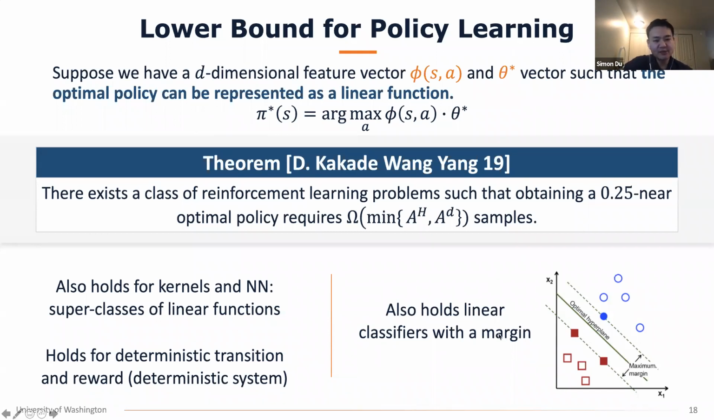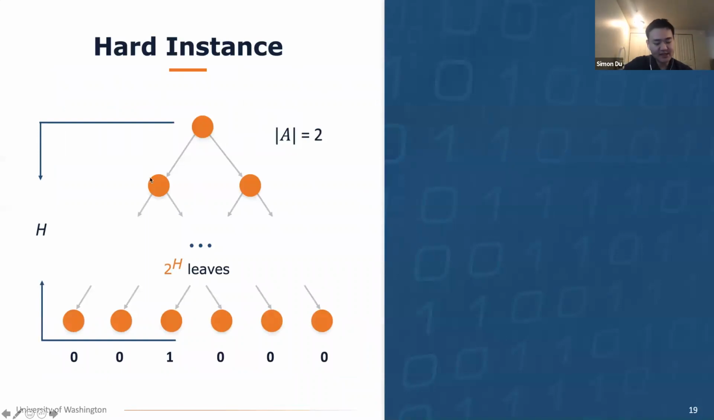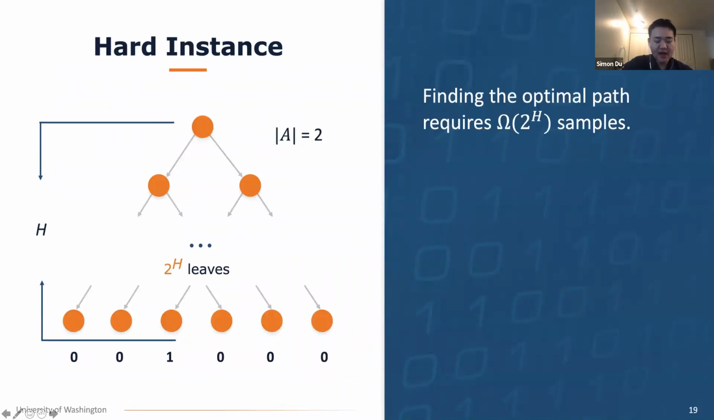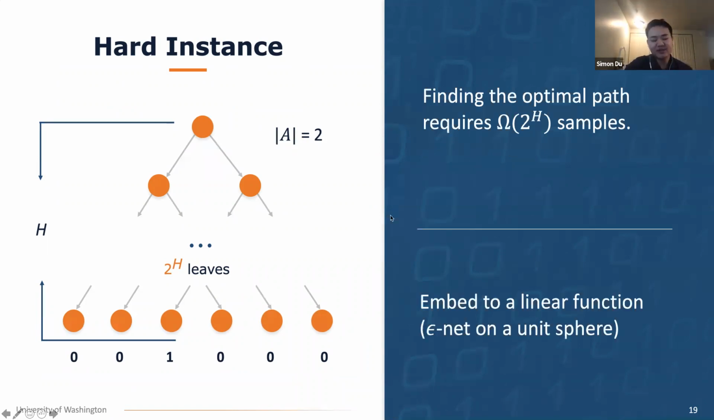In terms of proof, the hard instance is the same. It's a binary tree, and finding the optimal path needs 2 to the h samples. But here we can construct the feature vector and the coefficient using an epsilon net on the unit sphere. We can assign one element from the epsilon net to each state-action pair, and basically you need to find a specific component in the epsilon net. But the number of elements in the epsilon net is exponential, so you need to pay an exponential number of samples. That's the high-level idea of the proof.